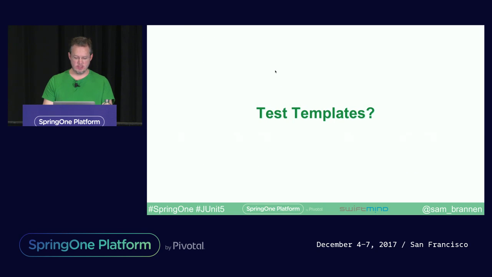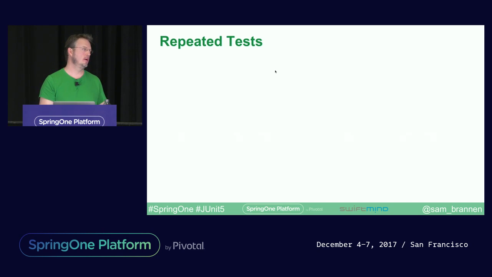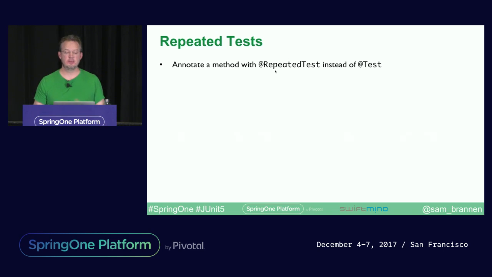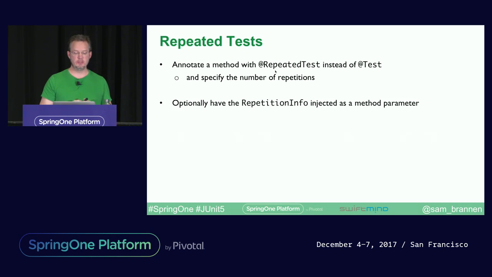All right. So testing templates, I mentioned those are a bit more advanced. Basically, that's anytime you want to have a test method serve as a template to be executed multiple times with various different input. And a common example would be a repeated test. You just want to have it run multiple times. So you can annotate a method with @RepeatedTest instead of @Test, and then specify the number of repetitions. And then you can optionally have the repetition info injected if that's useful for you as a method parameter. And you can also optionally override the display name for some custom display names.